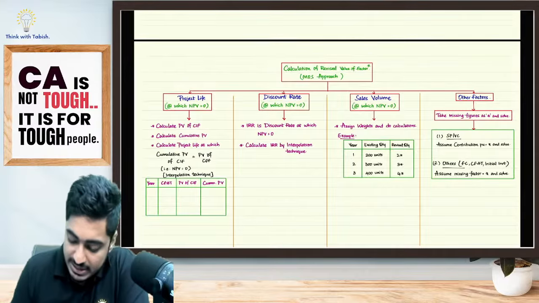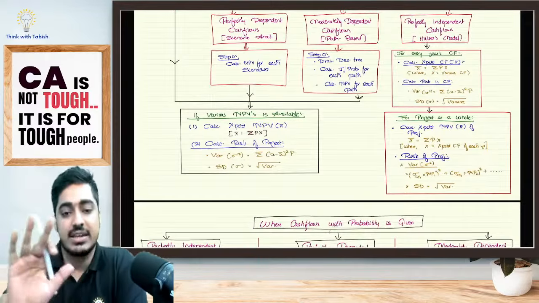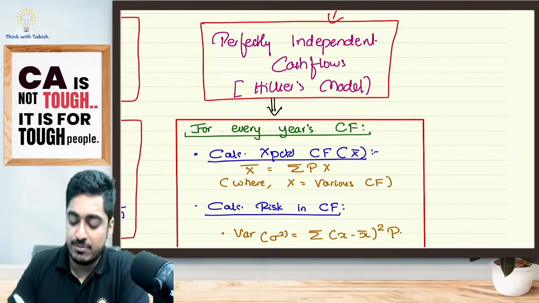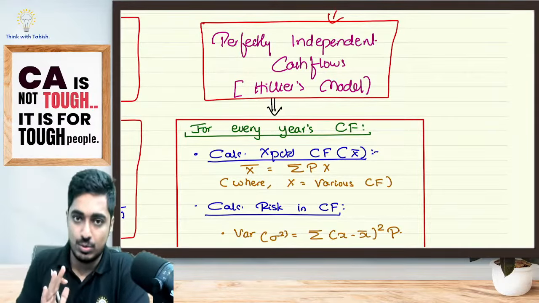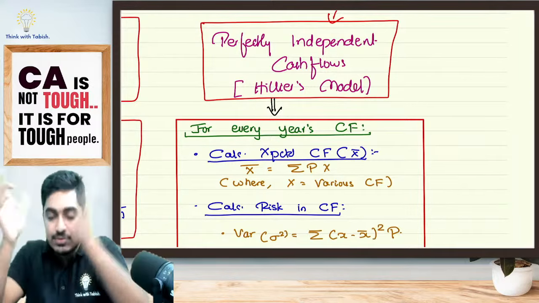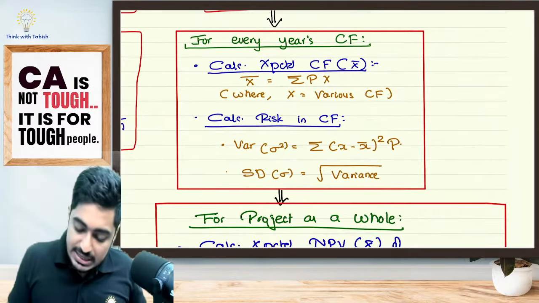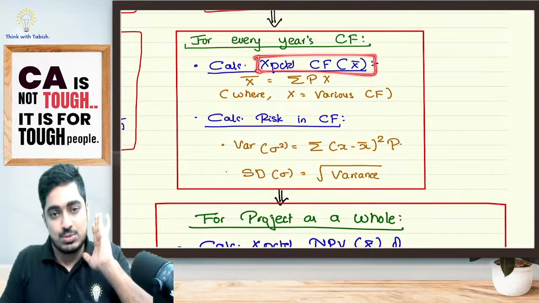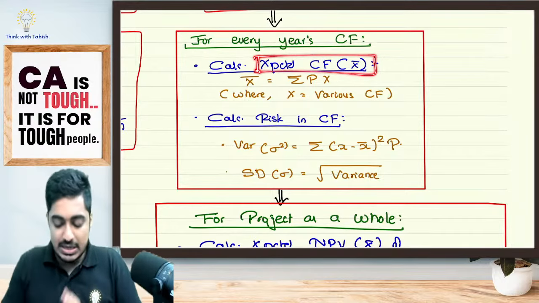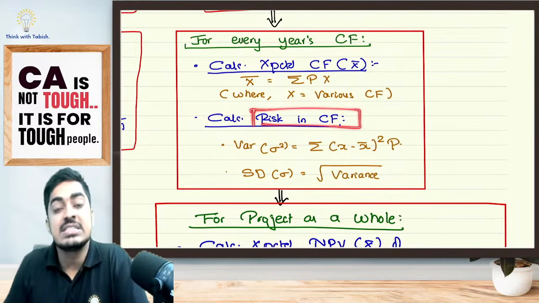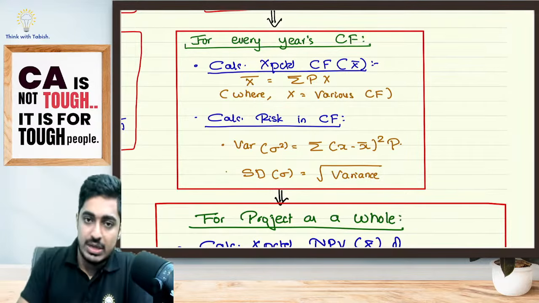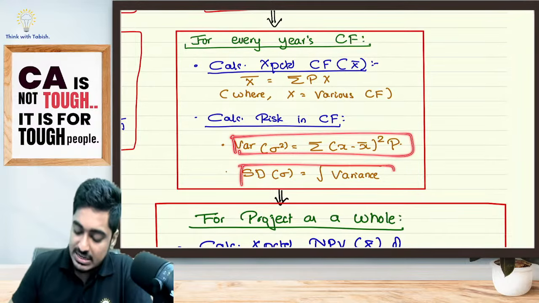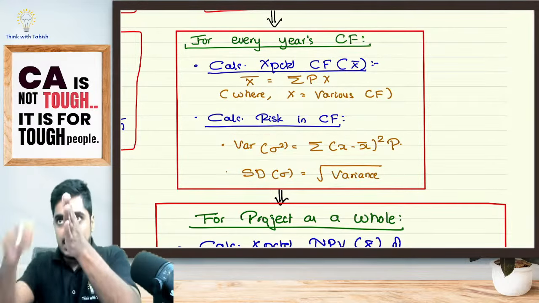This was the most complicated thing, students. If this is clear, then everything else is clear. Now look at this, simple. I'm only telling you, look at this, perfectly independent cash flows. What do I have to do? Every year's cash flow you see. Step 1, calculate the expected cash flow, which is summation P into x. Then based on that, calculate the risk in the cash flow, that is variance, summation x minus x bar whole square into P, and the standard deviation. Now you have done this for every year's cash flow.